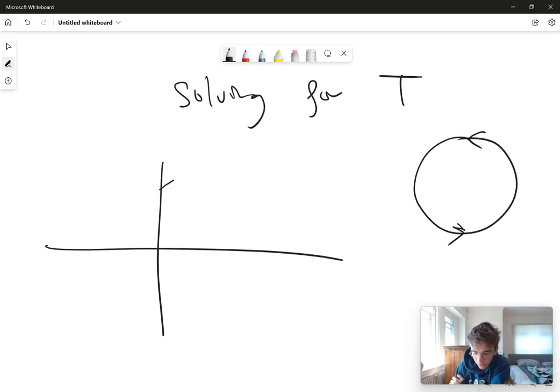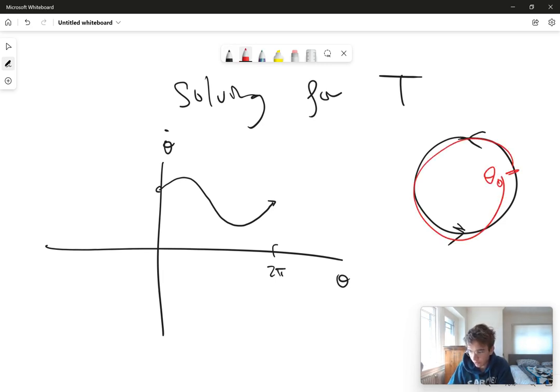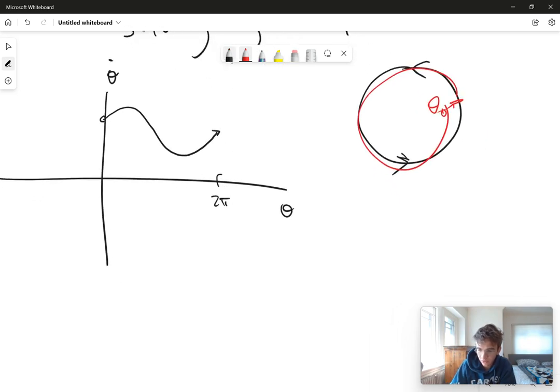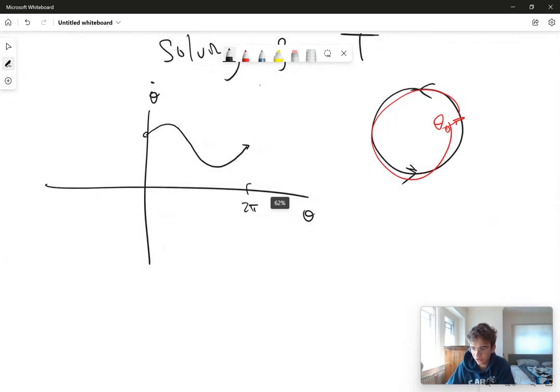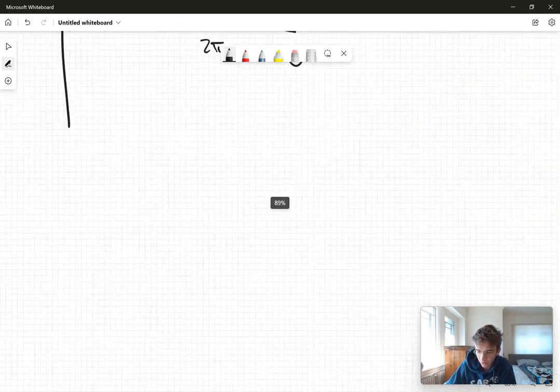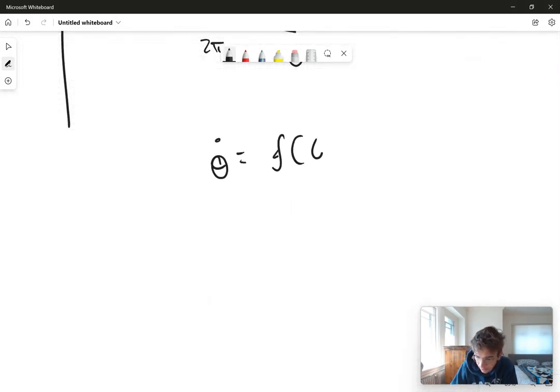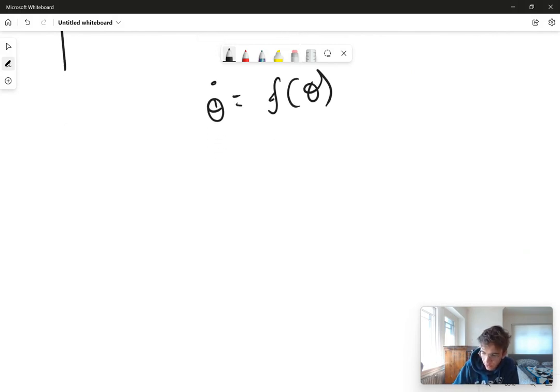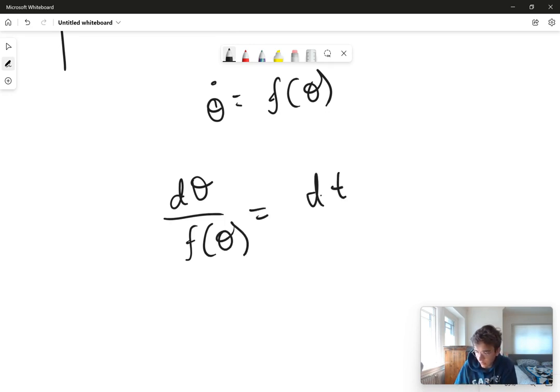For example, we could have a diagram that looks like this, okay? And now we just want to figure out how much time it takes for, if I start at theta naught, how much time it takes for me to fully return back to theta naught, okay? And it turns out that solving for this is as simple as just integrating the differential equation, okay? So if I have theta dot is equal to f of theta, I can separate this equation to give me d theta over f of theta is equal to dt. And now I'm going to integrate both sides, and I'm going to integrate the right-hand side from 0 to time t, which is the period.